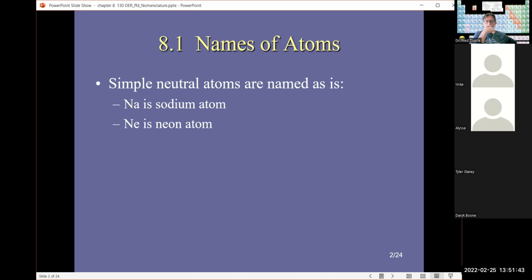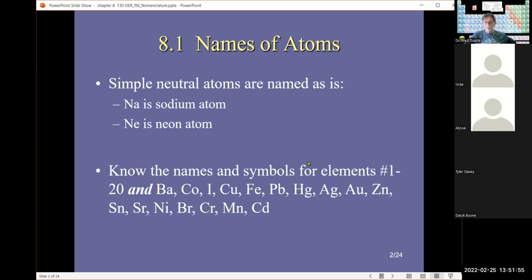But naming the atoms is pretty straightforward. If they're the neutral atoms, they have their own name. We just follow that with the word atom. So when we're talking about sodium, it's called sodium atom, neon atom, etc.